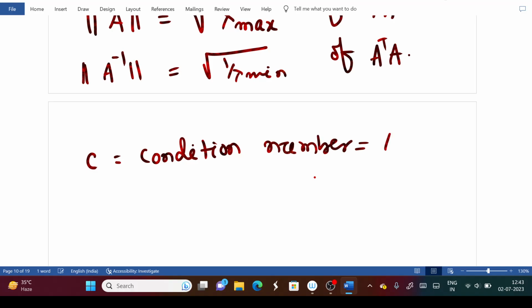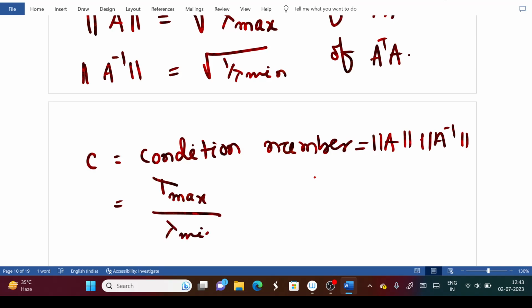Once we got these two, the condition number C is equal to norm of A into norm of A inverse. So here how much is it? It is the whole root of lambda max by lambda min of A transpose A.